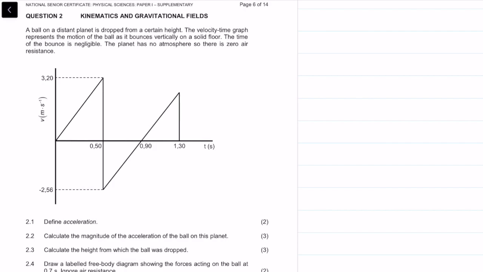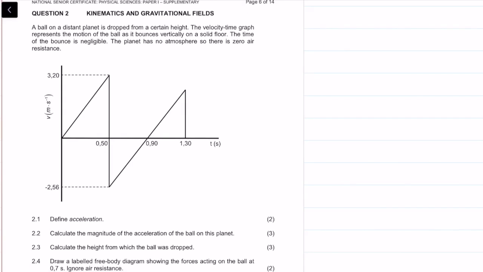Okay, so the question says, a ball on a distant planet is dropped from a certain height. The velocity time graph represents the motion as it bounces vertically on a solid floor. The time of the bounce is negligible. The planet has no atmosphere, so there's zero air resistance. Okay, cool stuff. No air resistance. Okay, so this is the velocity time graph, which is given to us.